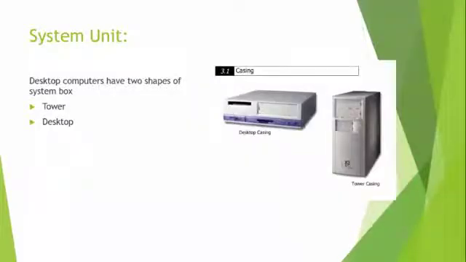As we see in this tower casing, it is an upright rectangle and it is usually kept below the desk or in a cabin below the desk. It can also be kept on the floor. And the desktop casing is a flat rectangle and it can be kept on the desk.